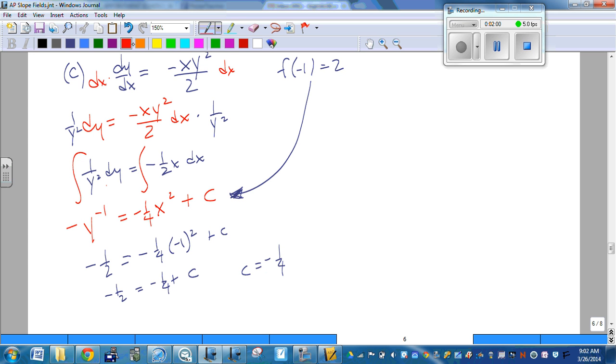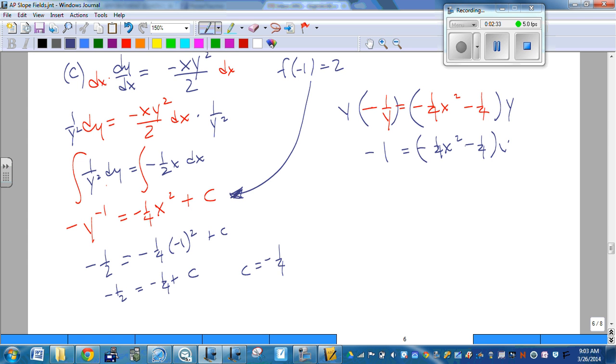There's 1 point left, solving this equation for y. So we have negative y to the negative first. I'm going to write it as negative 1 over y equals negative 1/4 x squared minus 1/4. So we need to solve for y. First thing, we need to get it out of that denominator. So I'm going to multiply both sides by y. We get negative 1 equals negative 1/4 x squared minus 1/4 times y.